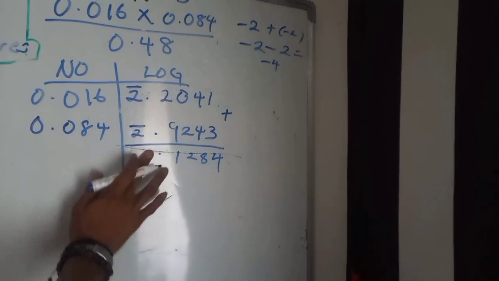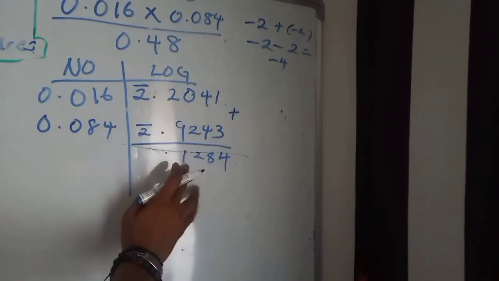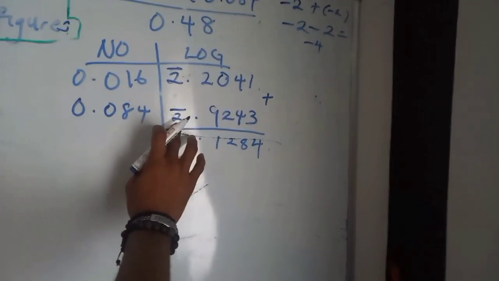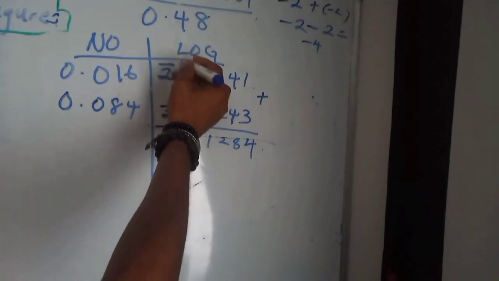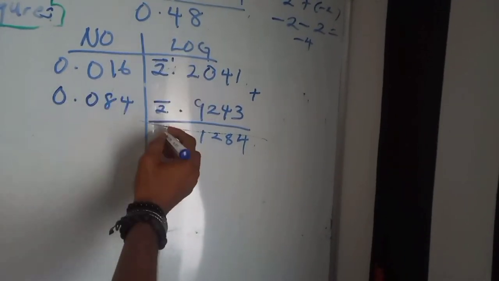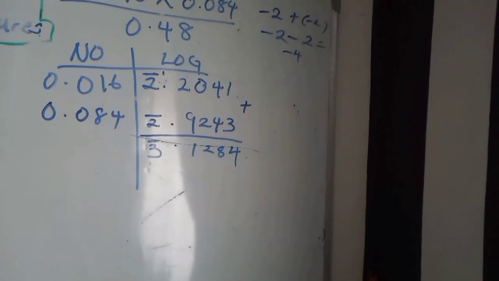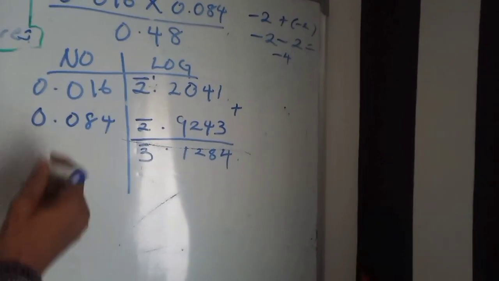Sorry, let me redo this. 2 plus 9 is 11. I write my 1 and carry 1. Minus 2 plus minus 2 is minus 4. Minus 4 plus the 1 you carry is minus 3. That's bar 3. Correct now. This one is okay. We go to the next one.